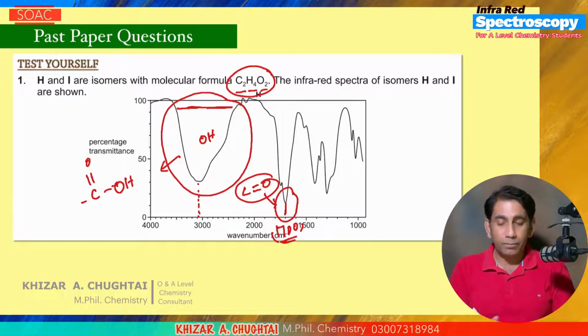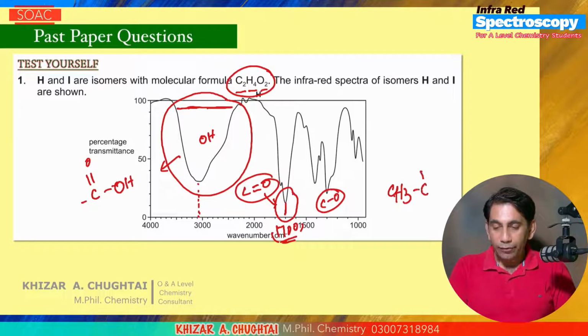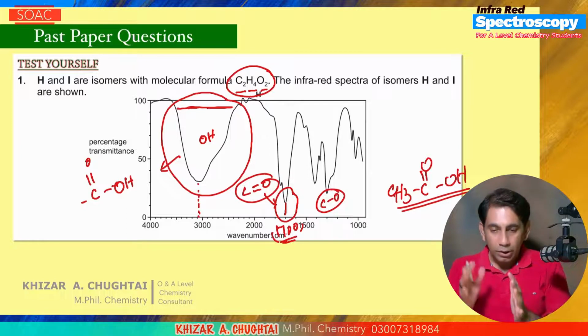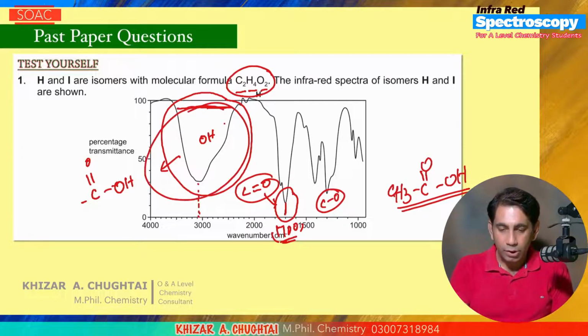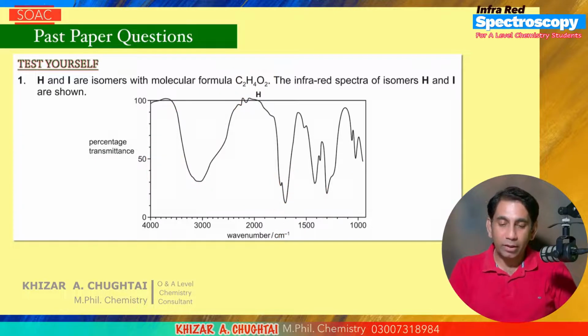However, if I check the fingerprint region, there is the presence of a C single bond O peak. So this H is basically a carboxylic acid, and it is CH3 C double bond OH. It's an ethanoic acid. So by seeing this OH group, a prominent peak, this C double bond O peak, and noting this C single bond O peak, we can conclude that this is an ethanoic acid.